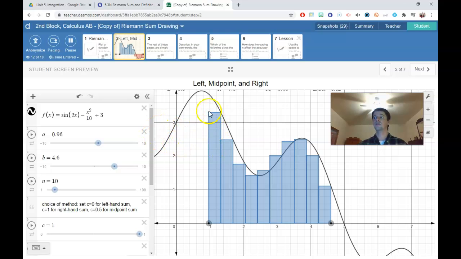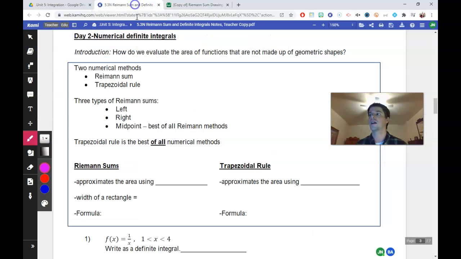But the basic idea is, with any curve, you can approximate the area under it with rectangles or with trapezoids. We didn't get to see trapezoids there, but we will here. So those are the two numeric methods: the Riemann sum, and the trapezoid rule, which uses trapezoids. Within the Riemann sums, we have a left sum, a right sum, and a midpoint sum, and the midpoint, as we saw, is the best of all the Riemann methods. We'll see a little bit more of that today. And then the trapezoid rule actually is the best of all the numeric methods, so it's even better than the midpoint.